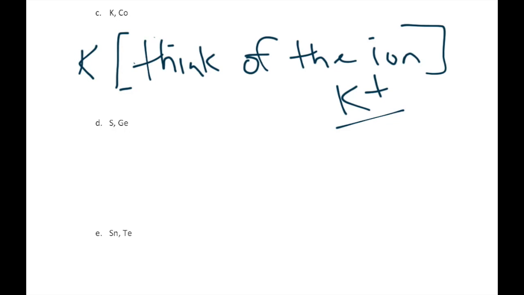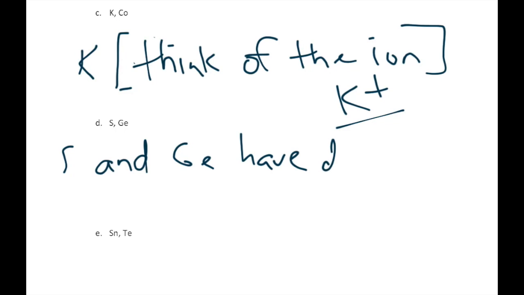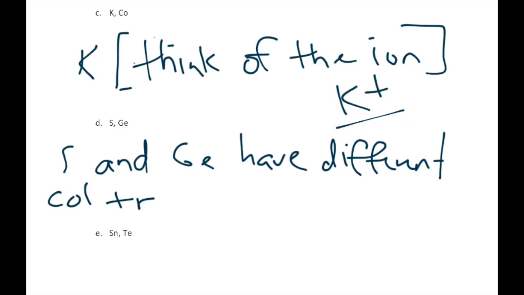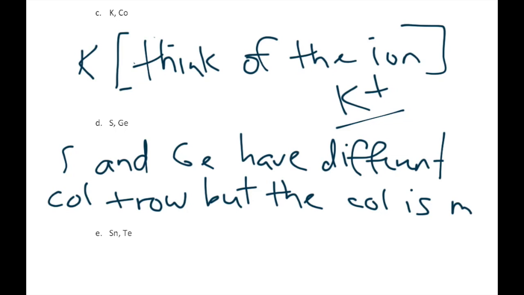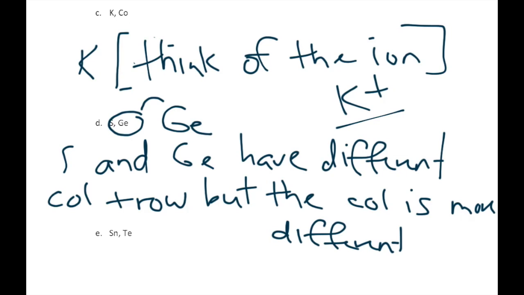Now you might also notice that sulfur and germanium have different column and row, but the column is more different, has a greater effect. So our answer is D, Ge. Because it's two columns away as compared to only one row away.